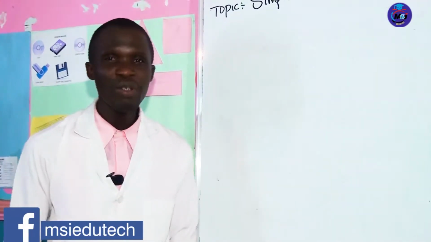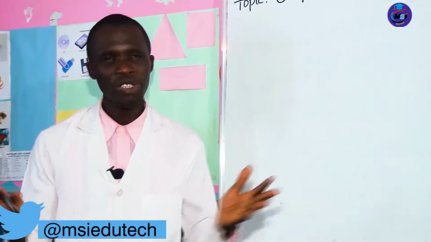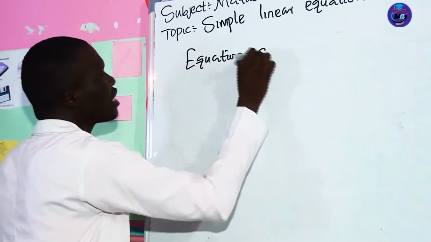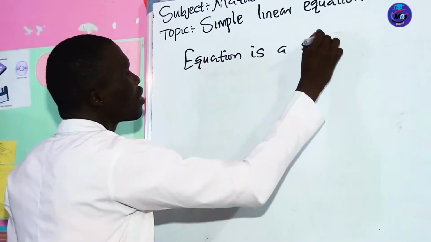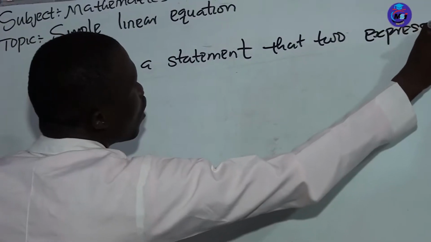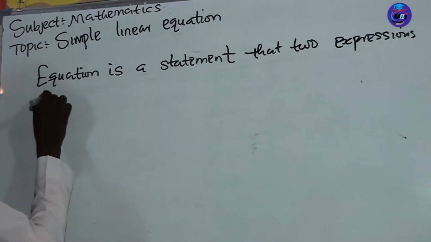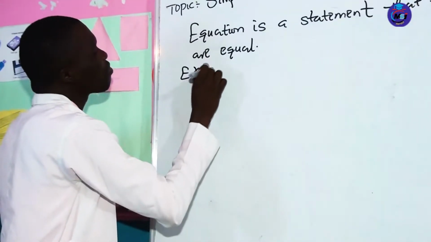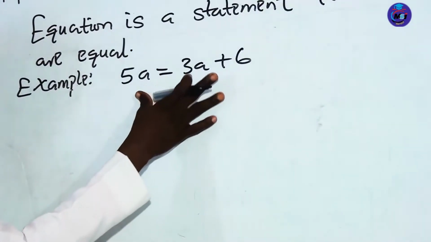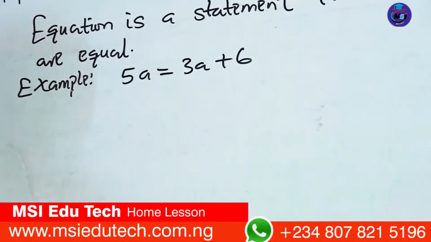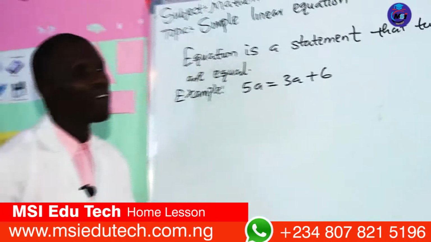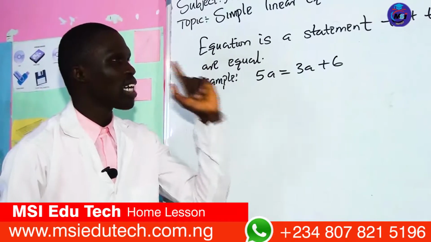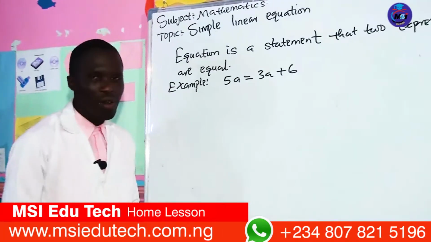I want to quickly give you the definition of equation. Equation is a statement that two expressions are equal. Example, this is what we call equation. Then how can we prove that equation is a statement that two expressions are equal?